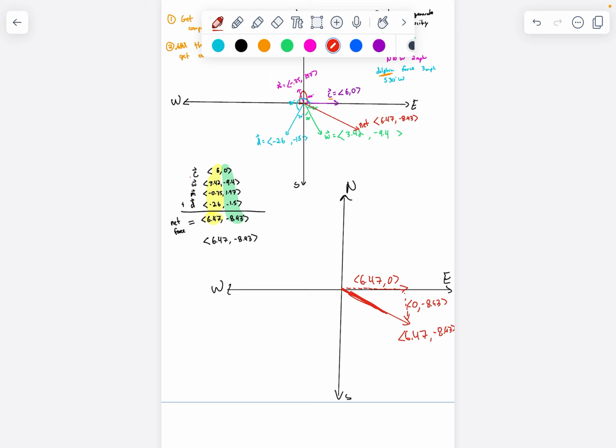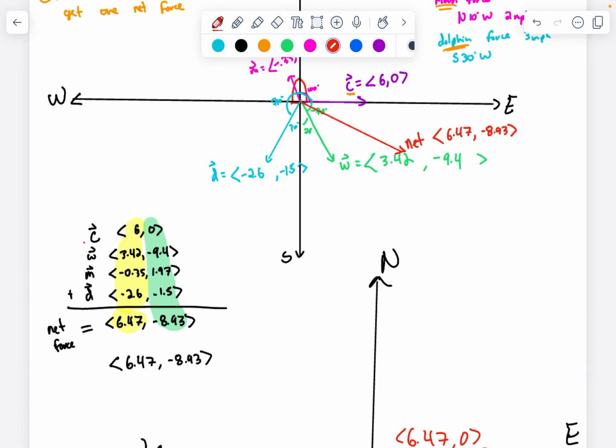If the boat just hangs out in the water, it's going to start moving this way, which under the backdrop of north, south, east, and west is 6.47 miles per hour east, negative 8.93 miles per hour, or 8.93 miles per hour towards the south. So if I don't do anything else, this is what my boat's going to do. Okay?